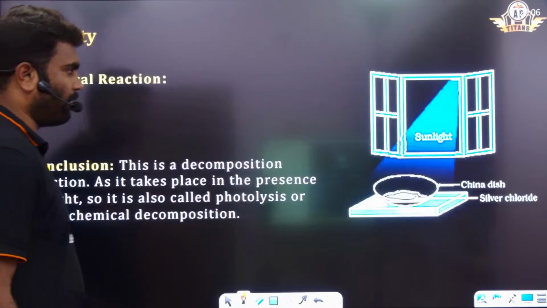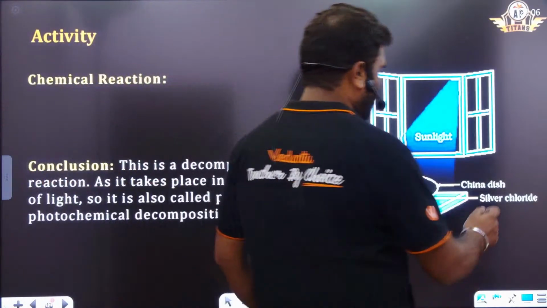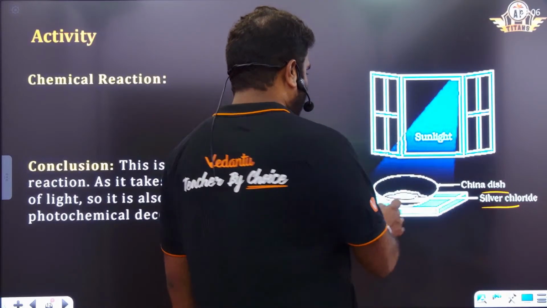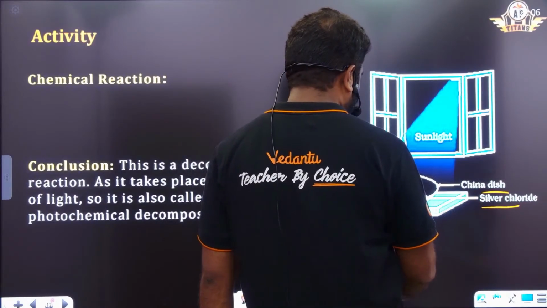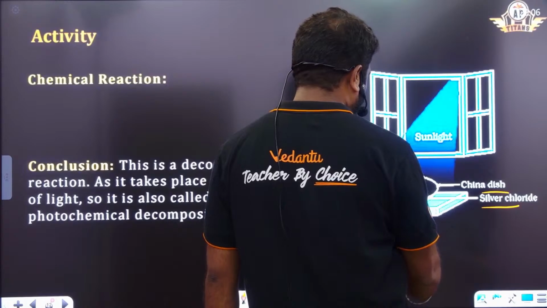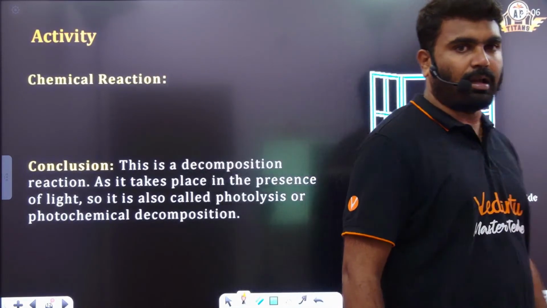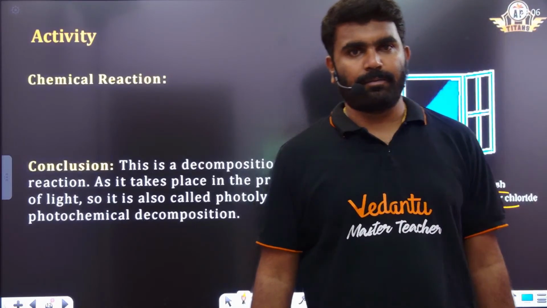So you can see here, this is a China dish and we have taken silver chloride. So what is happening beta? After some time it changes to gray color.